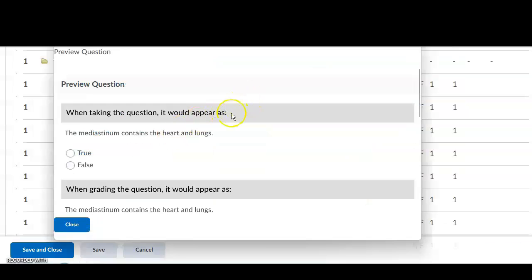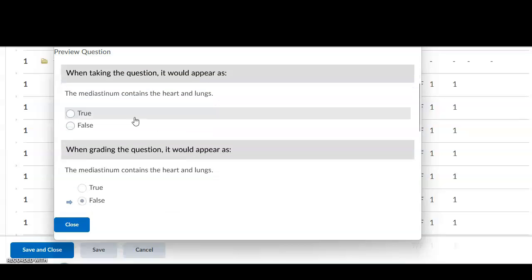If we go back to the question right here, then obviously the mediastinum does not contain the lungs. And that should be false. And that's what we have right here.